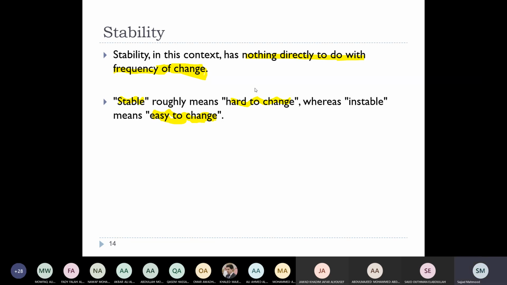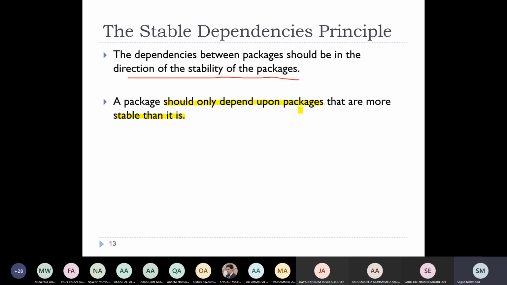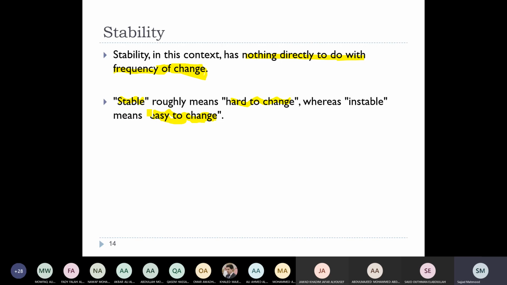If I have to recap very quickly, we are talking about the stability dependency principle. And we are saying that as part of this principle, a package should depend on the packages which are more stable than myself. How do I calculate stability? We are saying that stability in our context means something which is hard to change. So a package which is hard to change is stable, and a package which is relatively easy to change will be unstable.